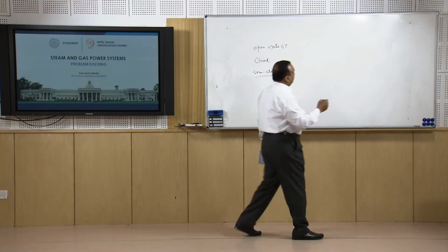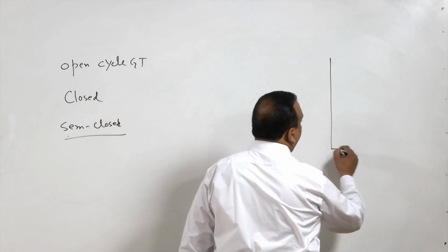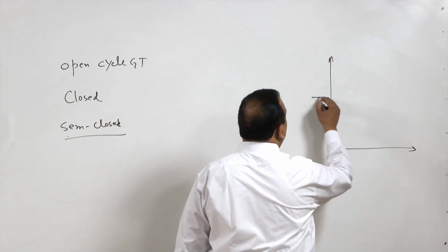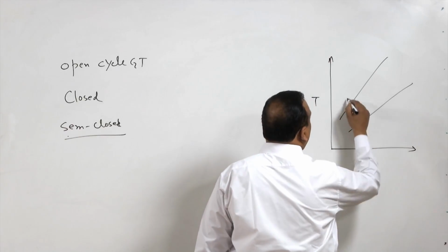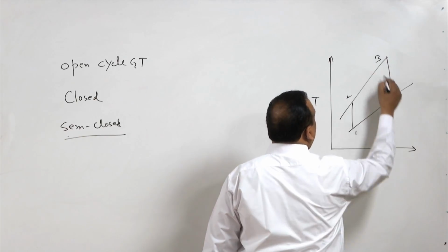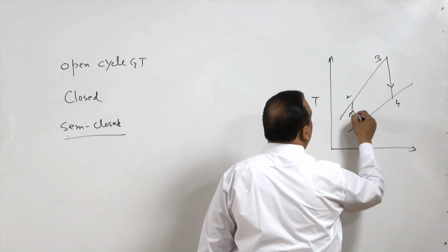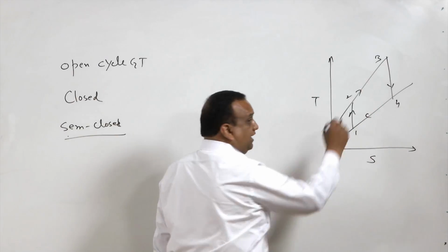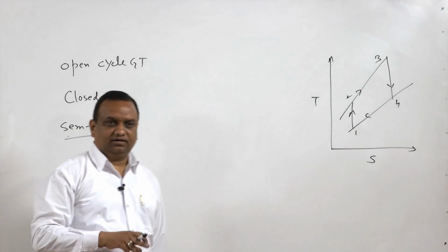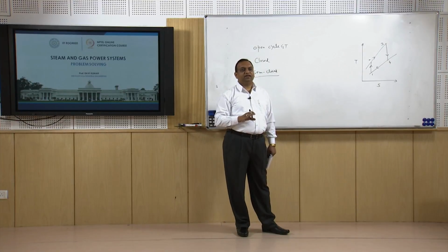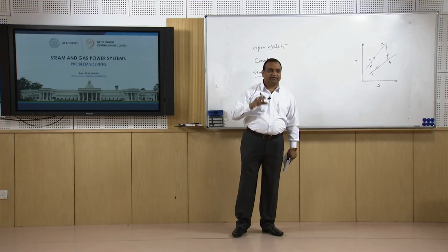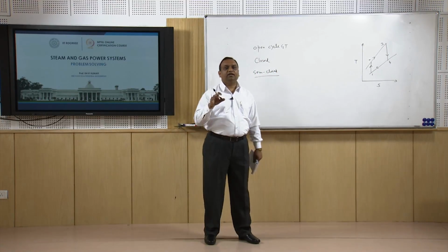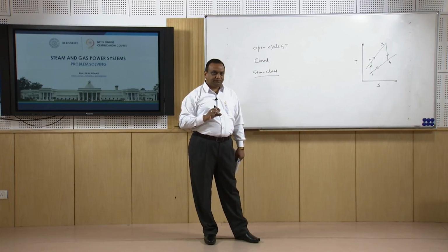It means if we start from this temperature entropy diagram, state 1, 2, 3 and 4, the entire circuit is a closed cycle. No fresh air is sucked into the system. In the combustion chamber, the air used is other than the air in the cycle. Outside air is used for burning the fuel.